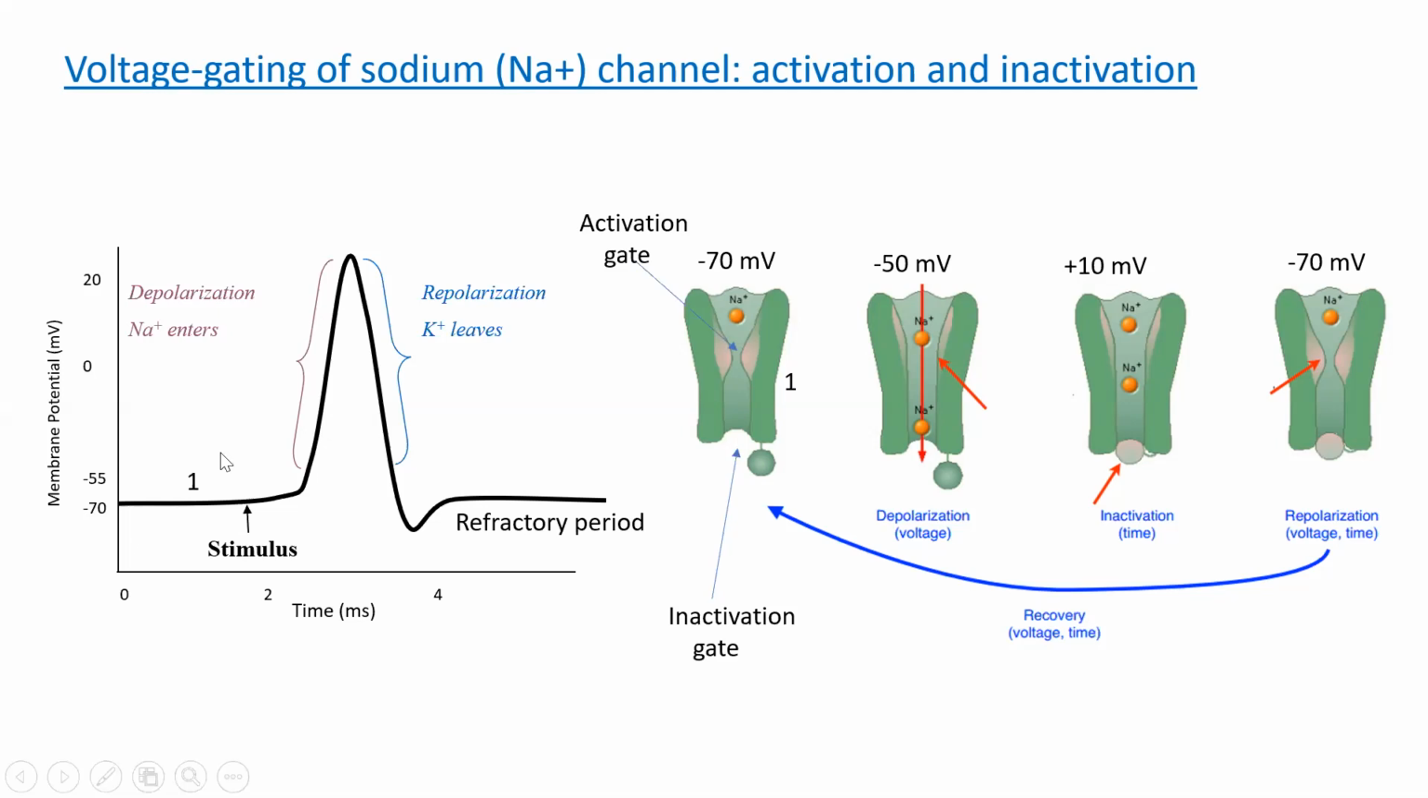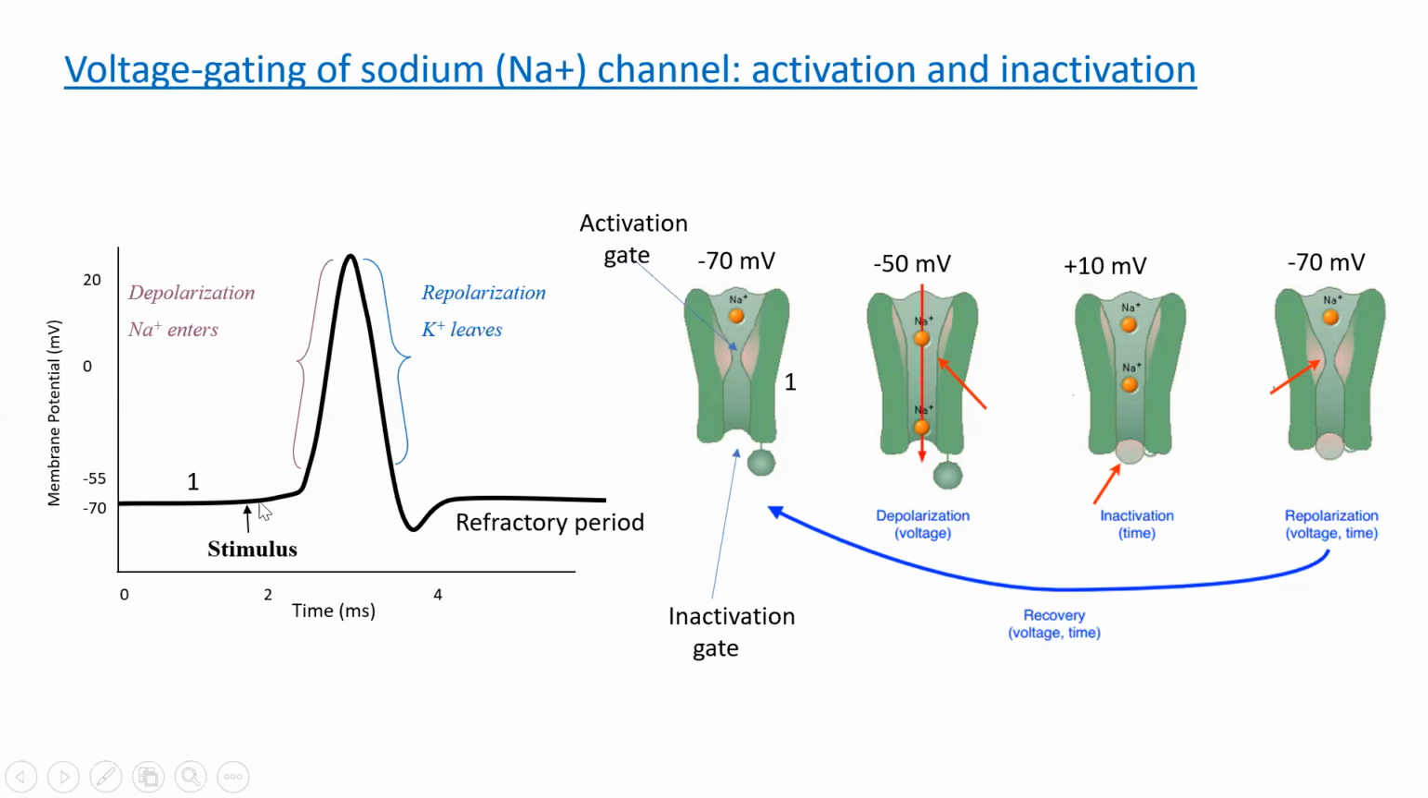So at position 1 here, we have the activation gate closed and the inactivation gate open. And so with the activation gate closed, sodium, even though it would move into the cell, because the Nernst potential would indicate that it would move into the cell, can't move in because it's blocked.